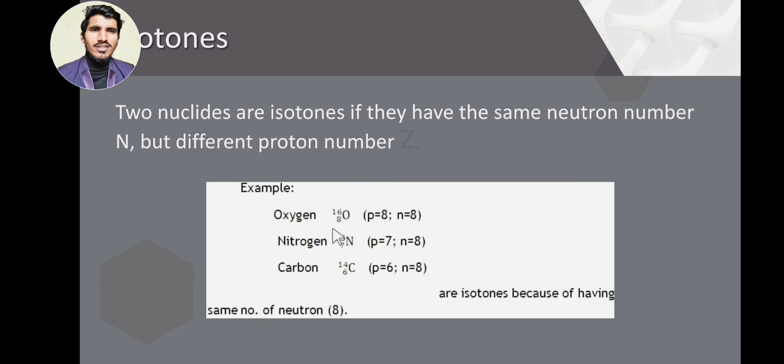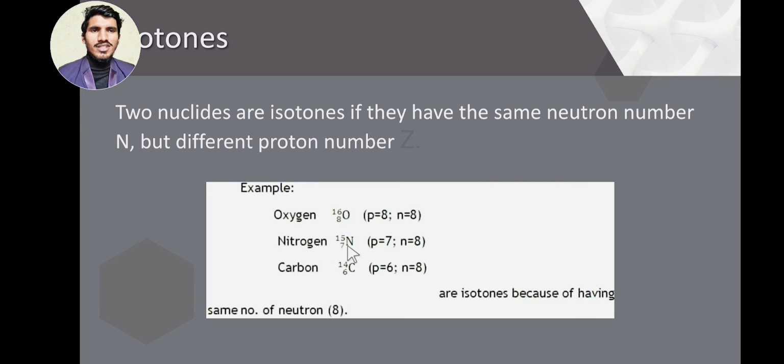So as you can see here in oxygen, 16 by 8 oxygen, you can see that the number of protons is 8, and the number of neutrons is again 8. Okay, you know how to find the number of neutrons and protons. We have to subtract atomic number from atomic mass. As you can see, the atomic mass of oxygen is 16, whereas the atomic number of oxygen is 8. So subtracting atomic number from atomic mass, 16 minus 8 gives me the answer, neutron number 8.